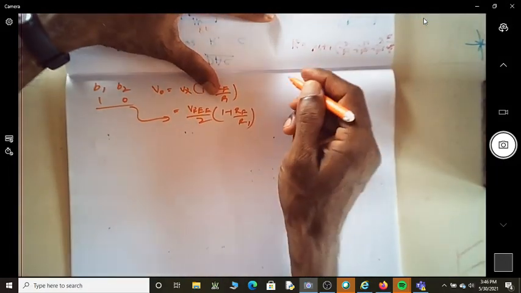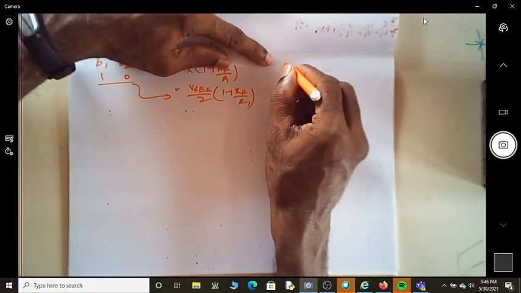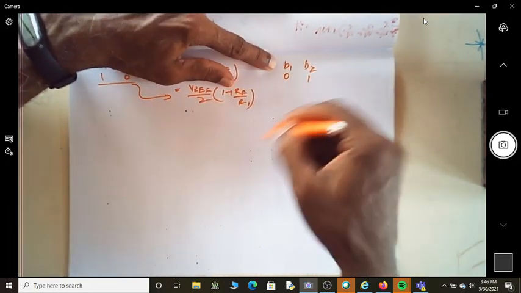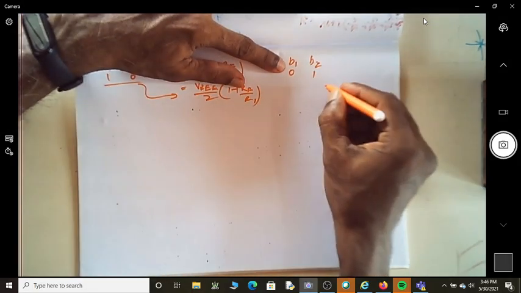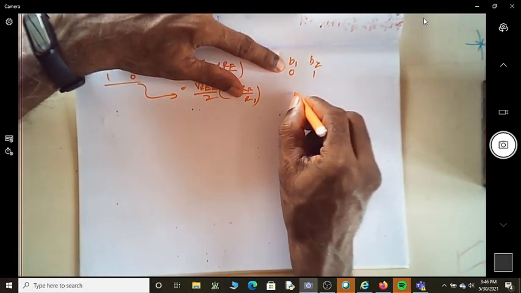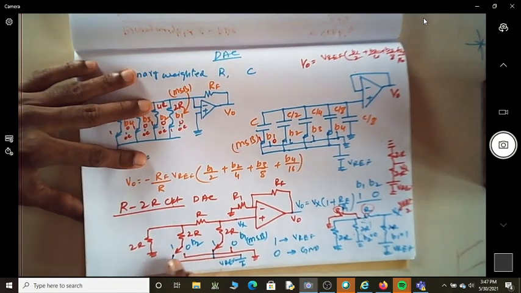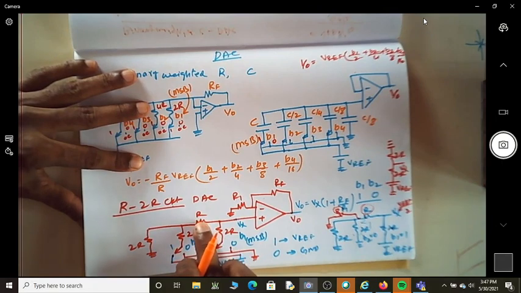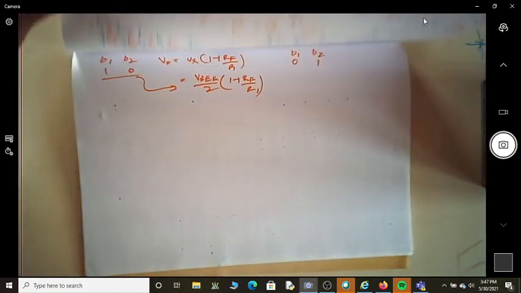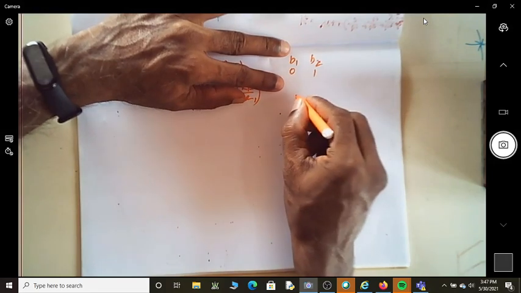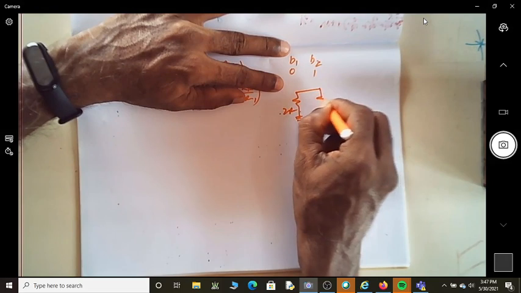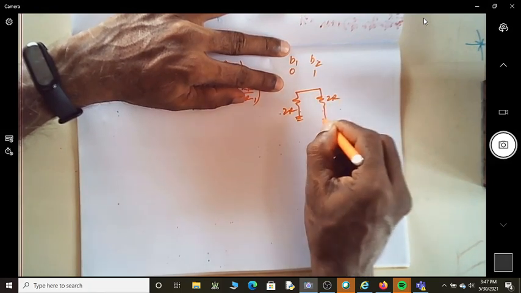Similarly, let us see, if I have B1 as 0 and B2 as 1, how does the equivalent circuit look like? Does the equivalent circuit look like this? If you just come back here, this will be connected to the reference, this will be connected to ground, and you have this as R. So I have the equivalent circuit. This is now 2R, and I have a 2R here.